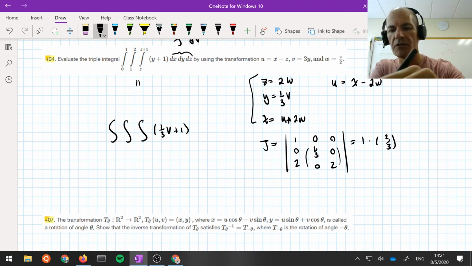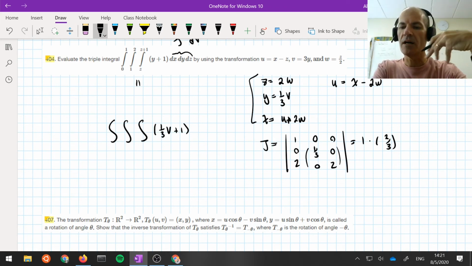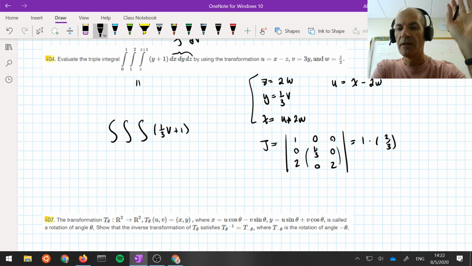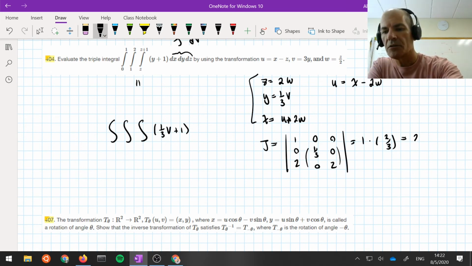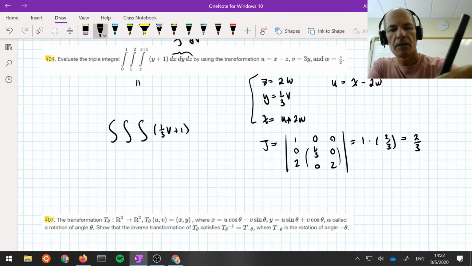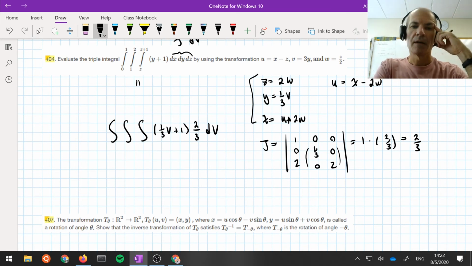It's not important that I chose this one. I could have chosen 0, 0, 2 or 0, 1/3, 0. What is important is that I use a row or a column that has a lot of zeros. And so the first row was a good candidate. So the Jacobian here is 2/3. So I'll drop that in here, 2/3 dV.